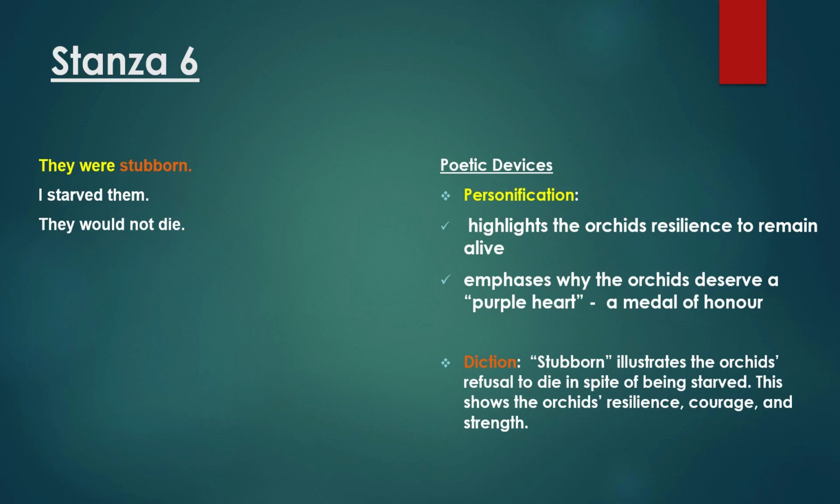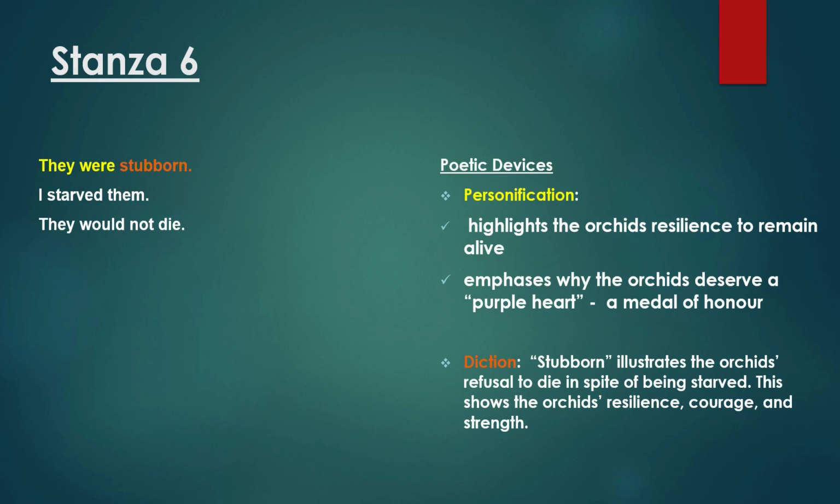And of course, diction can be used as a poetic device, using the word stubborn, even the word starve. When you try to starve somebody or someone, that is really a powerful word. To starve someone suggests that it's very deliberate, right? You really want to see a particular outcome. Right? So stubbornness illustrates the orchid's refusal to die in spite of being starved.